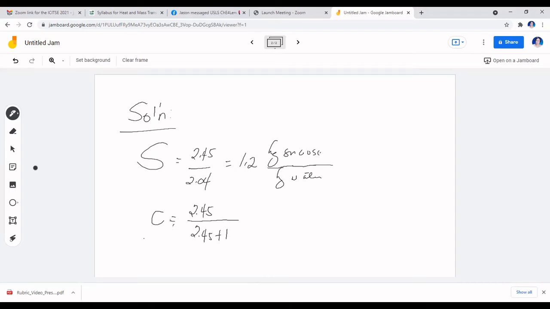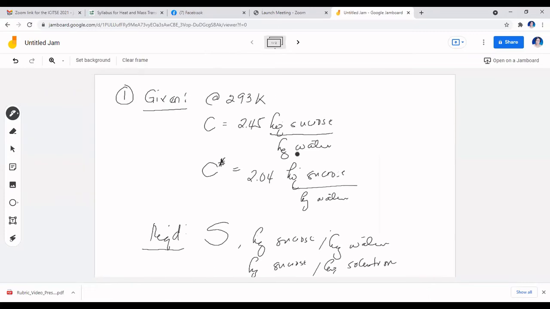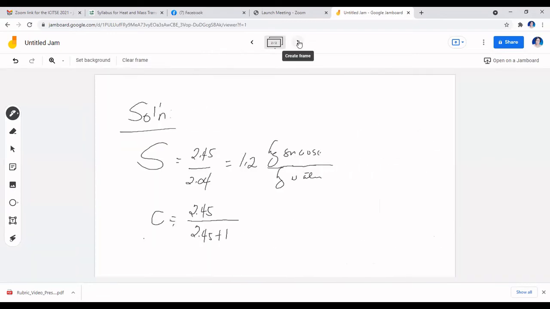Where did I get this 1 in the first place? Isn't it equal to 1? So for every 1 kilogram of water, you have 2.45 kilograms of sucrose. So that's what you're applying here. That way, you will have a unit, which is, by the way, the answer for this is 0.71. Your unit here now is kilogram sucrose per kilogram of solution. Your denominator now is your sucrose plus your water, so it's kilogram solution.